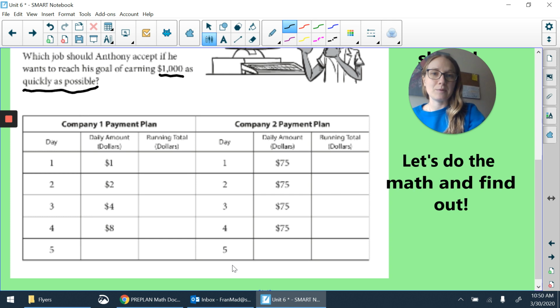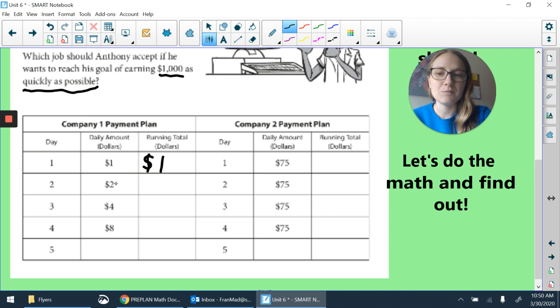So looking at each payment plan, company number 1's payment plan, I have days through 5, the daily amount of dollars that he's earning, as well as a running total of dollars. So this is what he would have in his savings account at the end of each of those days. So let's start with company 1 here. On day 1, he made $1. So the total amount he could put into his savings is $1.